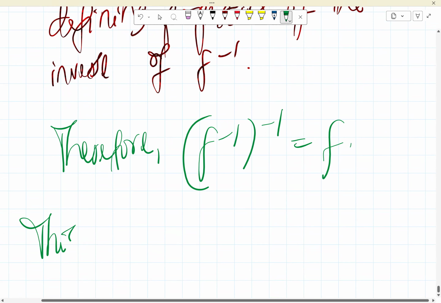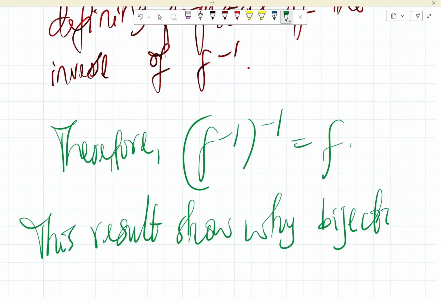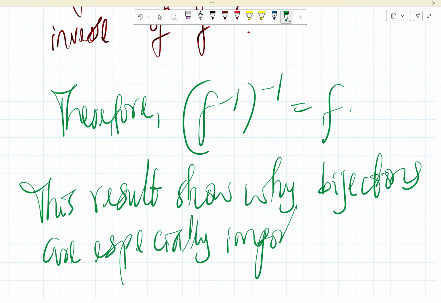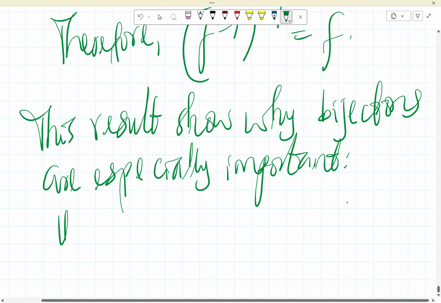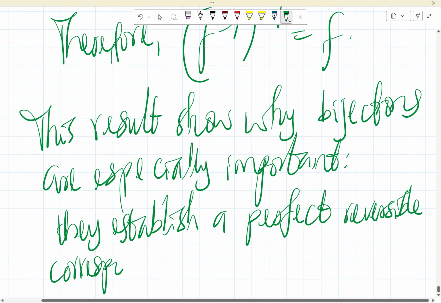So this result shows why bijections are especially important. So bijections, right, they establish a perfect reversible correspondence between two sets.